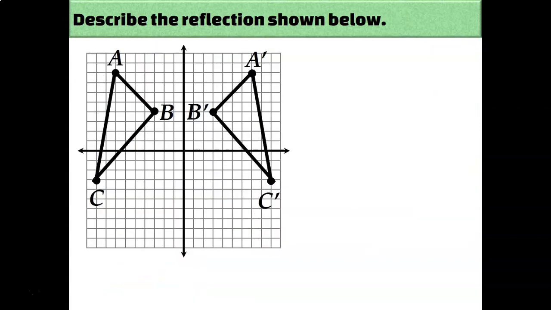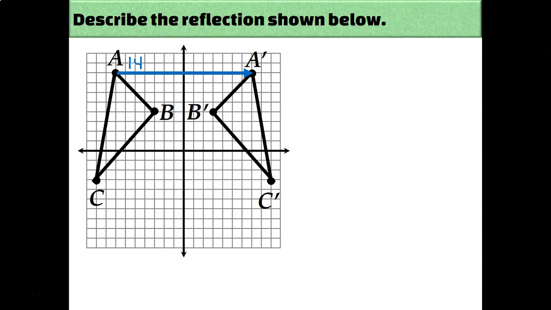For our last few examples, let's switch it around. I'm going to show you a completed reflection, and you're going to tell me what line it was reflected in. The easiest way to figure this out is to pick two corresponding points, like A and A prime, and count the distance between them. A to A prime is a total of 14 units.